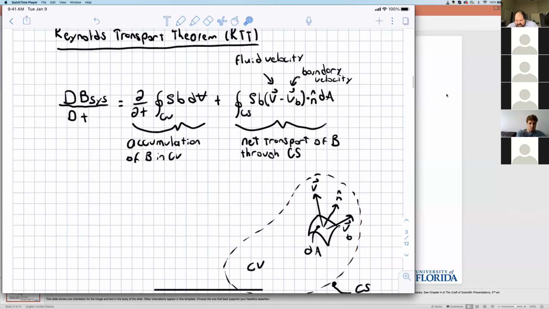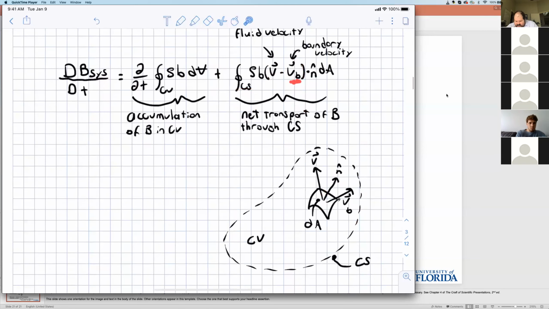where V is the fluid velocity vector and V_B is the boundary velocity of your object. This surface integral term represents the net transport of B moving through the surface. You could have B moving out through here. And this V_B accounts for the fact that your boundary may be moving, or the control volume may be becoming bigger and smaller in size.